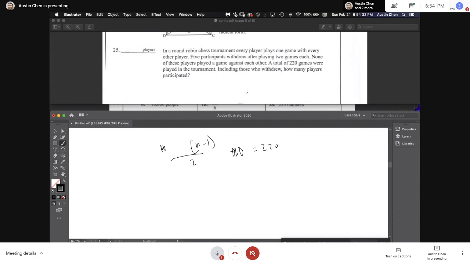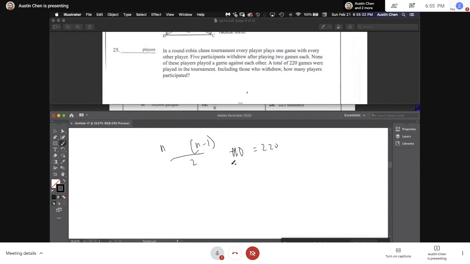And then after the participants have withdrew, these n people are still all going to play against everyone else, right? That's going to be n times n minus 1 over 2 games. And then looking back at the games that are played with the withdrew people, we're just adding 10 games to this because these 10 games that they played, we're going to have to count that.